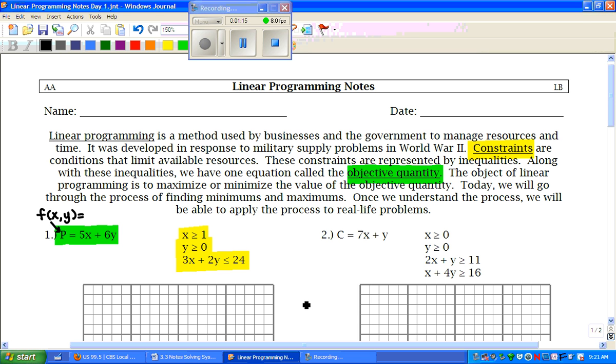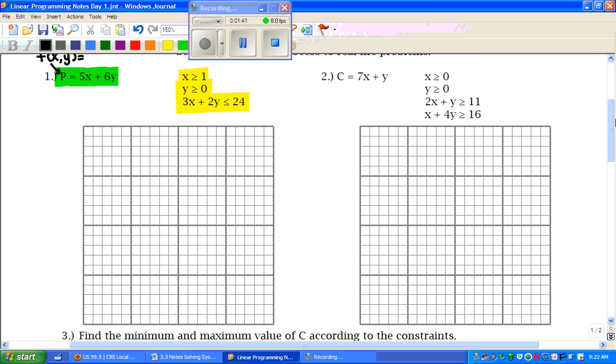Today we will go through the process of finding minimums and maximums. Once we understand this process, we will be able to apply the process to real-life problems. So for today and for tonight in your homework, you will be given the objective quantity and the constraints. Your goal is to graph all of them and find the shaded area, and then either maximize or minimize a profit or a cost. On Monday, we will be giving you problems where you're going to have to set up your objective quantity and your constraints.